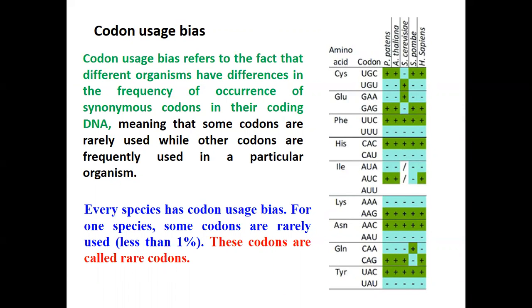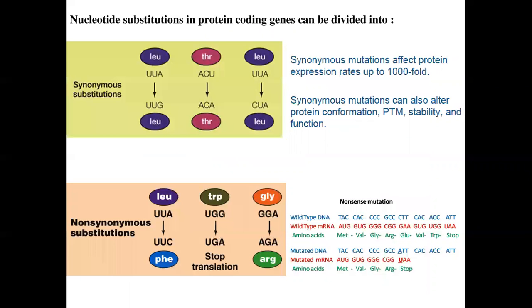So, codon usage bias. What is codon usage bias, and how is it related to our topic? Though a similar genetic code is used by most organisms on Earth, different organisms have different preferences for the codons they use to encode a specific amino acid. For example, let's go to the previous slide.